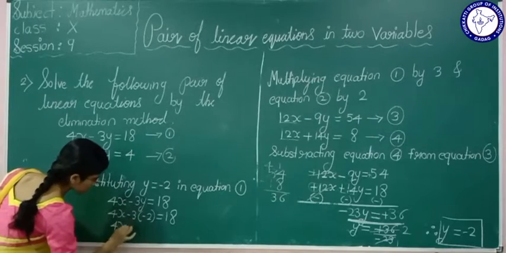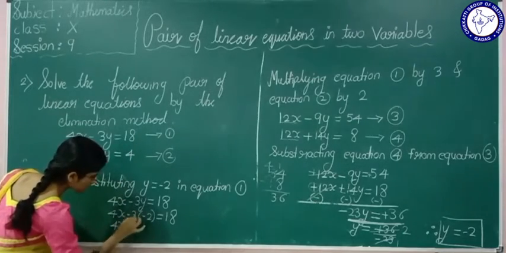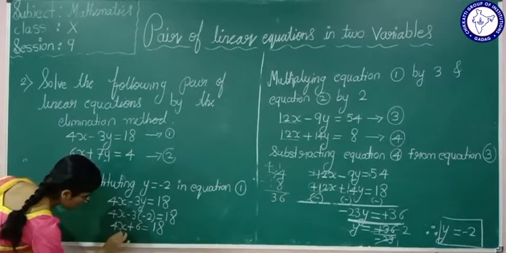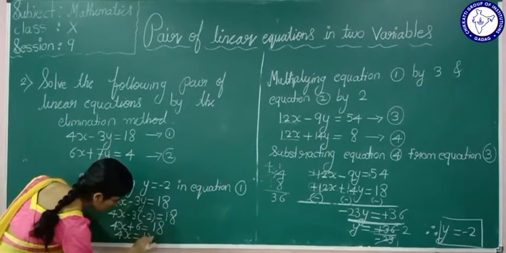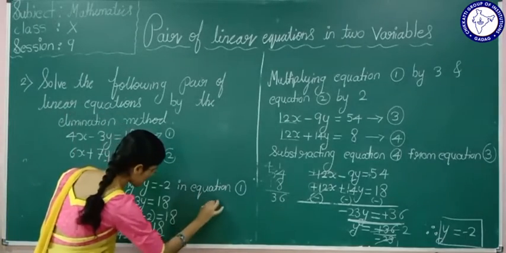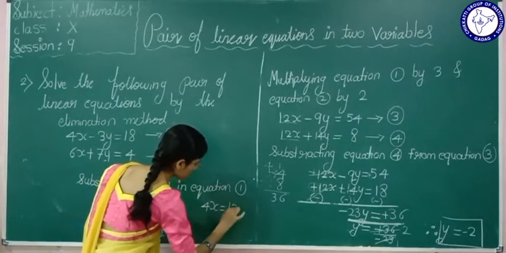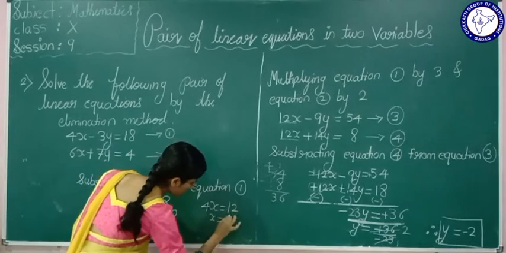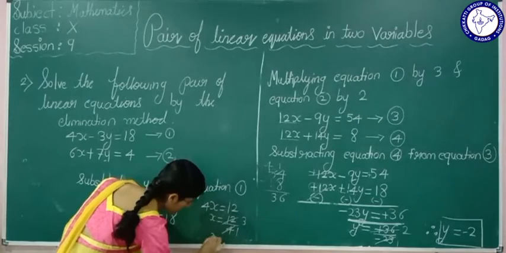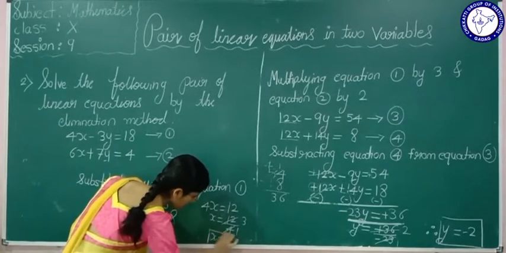4x minus 3 times minus 2, that is 4x plus 6 is equal to 18. 4x is equal to 18 minus 6, which is 12. x is equal to 12 divided by 4, which is 3. x is equal to 3.